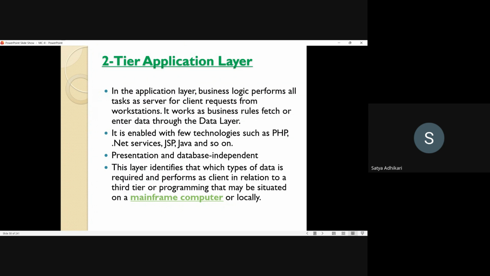You may say that it is an interface between layer 1 and layer 3, tier 1 and tier 3, because there is no direct user interface from tier 1 to tier 3, where data is actually present. It is enabled with a few technologies: PHP, .NET services, JSP, Java, unlike your previous layer, which is enabled with web browsers.